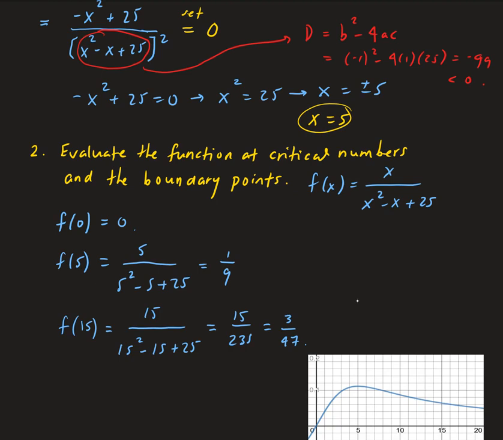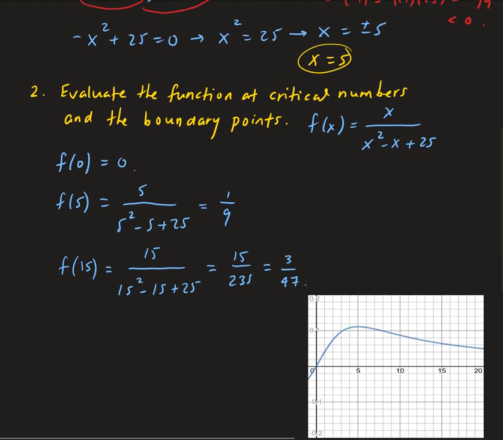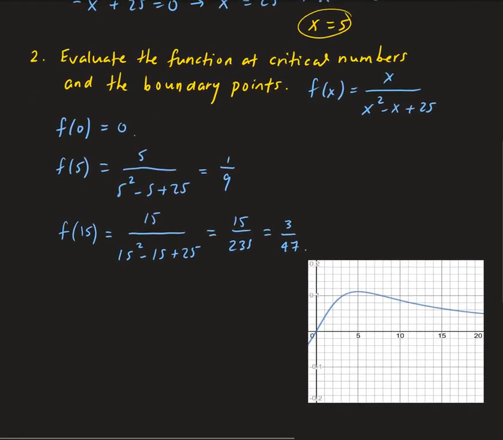So now from here we're going to compare. That's the third step, we need to compare the y values. We choose the smallest number to be the absolute minimum, and the largest y value will be the absolute maximum.